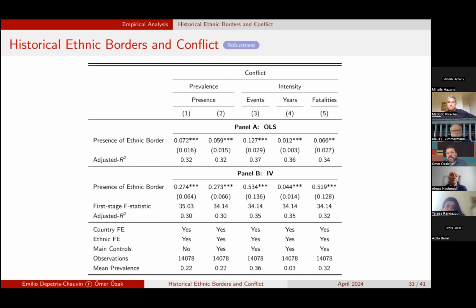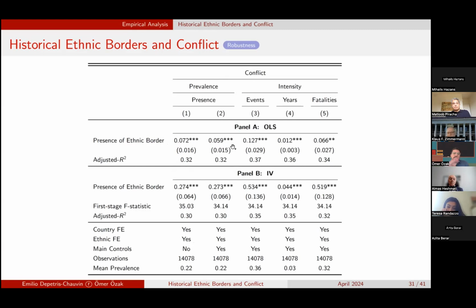So let me show you now our first set of results, where we're showing the relationship between conflict and our measure of historical ethnic border, or the instrumented version. In the first 2 columns, we have the prevalence, or basically whether there is conflict in the cell. In OLS, having a border increases the probability of conflict by about 7 percentage points. Once we control for country and ethnic level fixed effects and add additional controls, notice that this changes the coefficient very little.